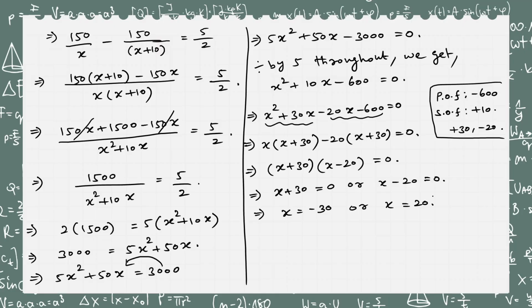Remember what is our x here? X is the speed of the person. That can never be negative, right? Speed cannot be negative. So we are going with the next value, x equal to 20.